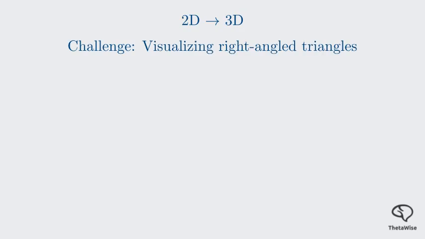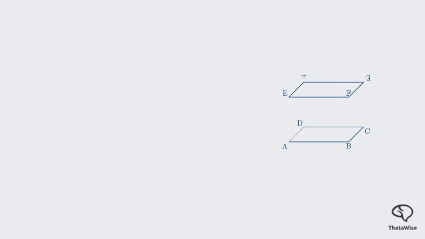When we move from 2 dimensions to 3 dimensions, the math stays the same, but the challenge is seeing the right-angled triangles hidden inside the shapes. We will start with a classic cuboid problem to warm up. Let's dive into our first example.